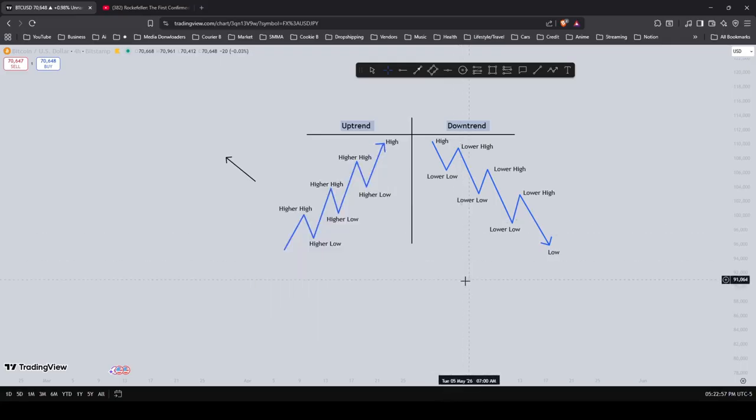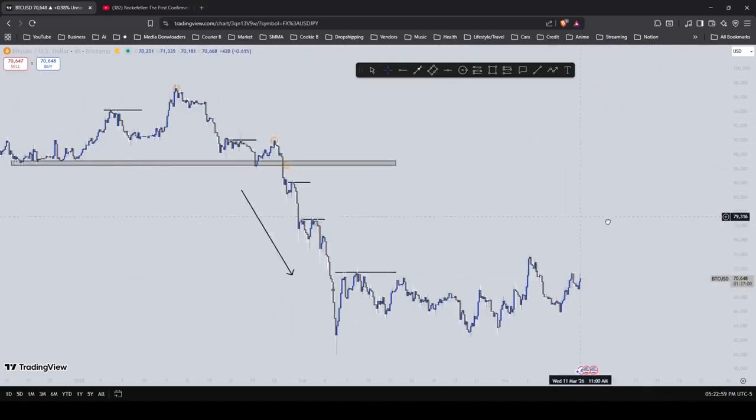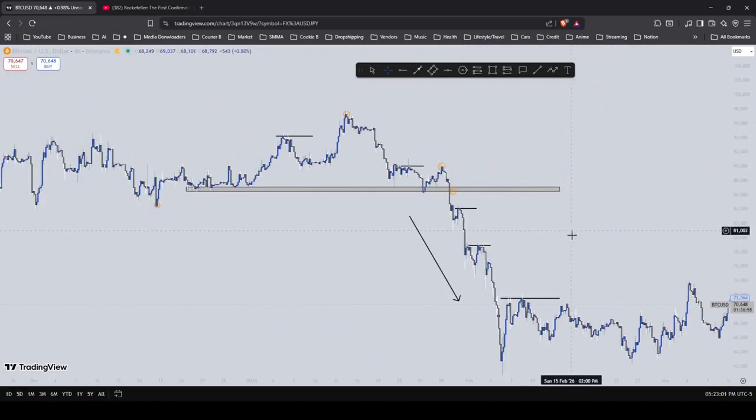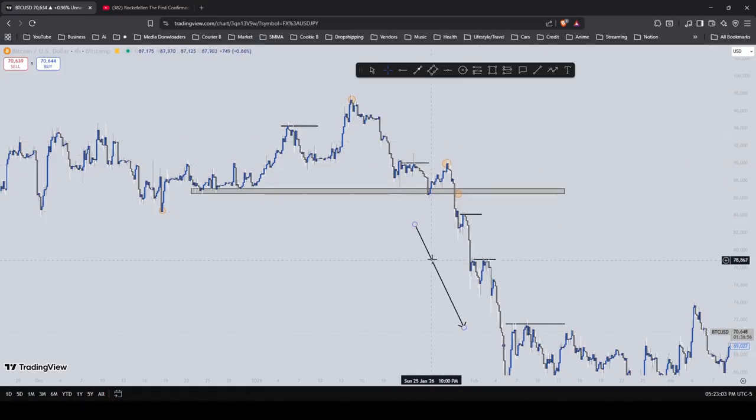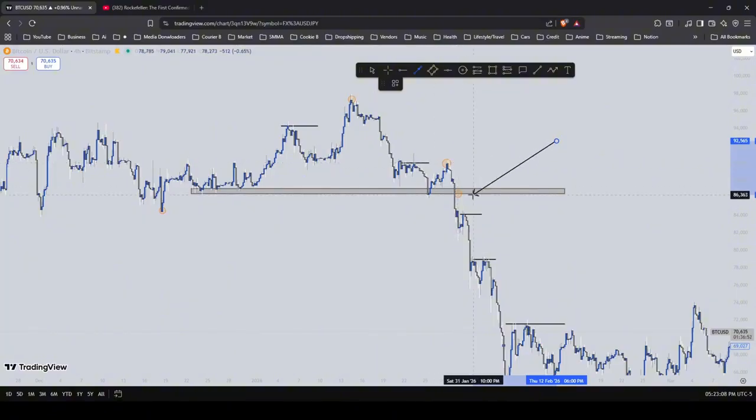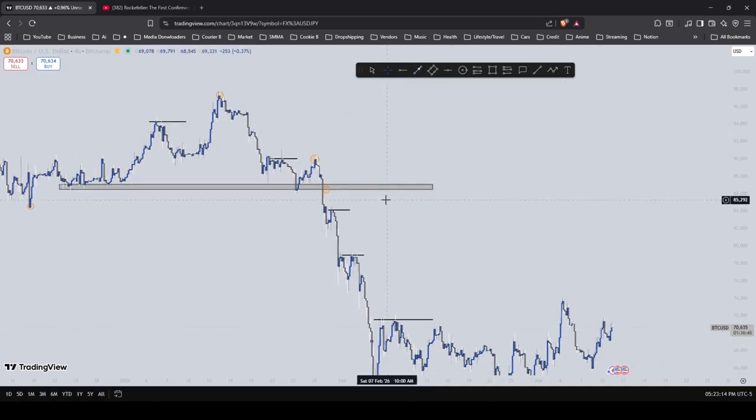Let's go back to it so you guys don't lose me. On BTC, it literally created lower lows, lower highs: lower high, lower low, lower high, lower low, and so on. This is obviously a downtrend, obviously. And you could have got in at any of these points.